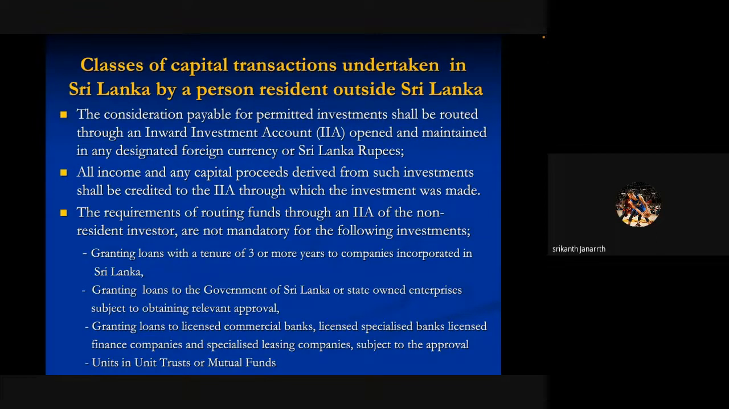Give 3 instances. The answers are here. One is granting loans to companies incorporated in Sri Lanka without an IIA. Granting loans to the government and government-related organizations. Granting loans to licensed banks, licensed specialized banks and finance companies without an IIA. Right? They can even invest in unit trusts. Even unit trusts, you should know, right? These are permitted. Without an IIA, they can make investments. There are 4 instances.